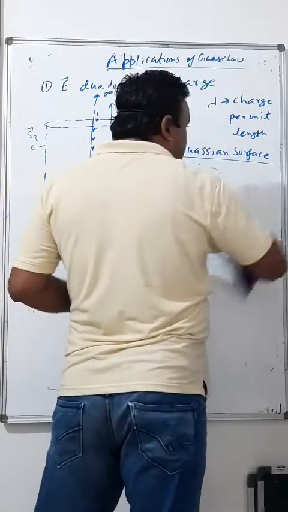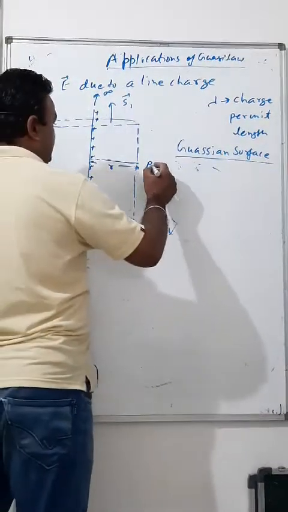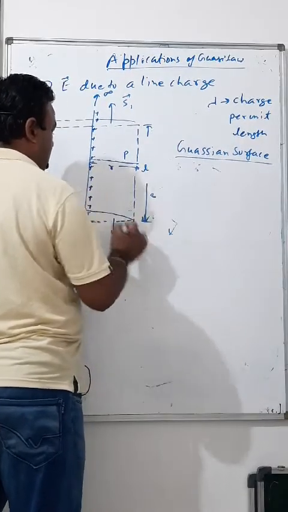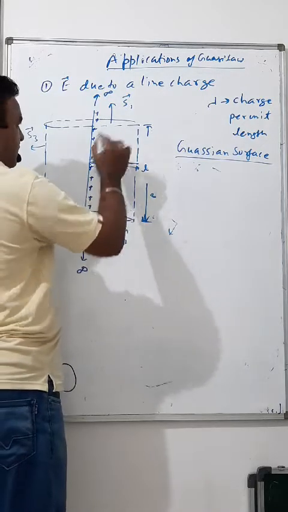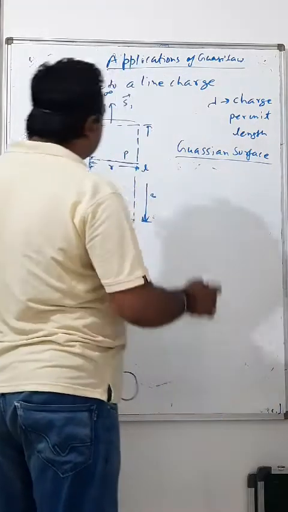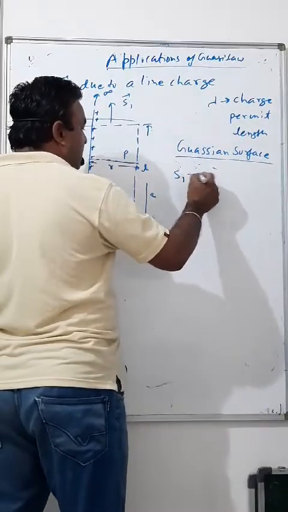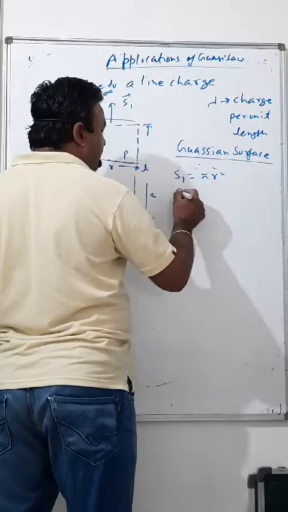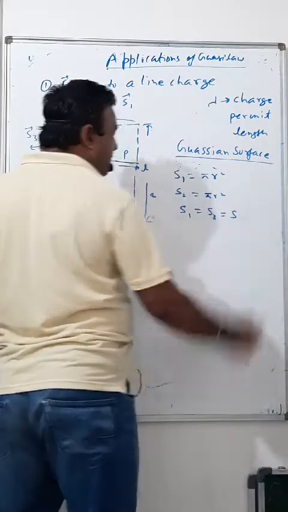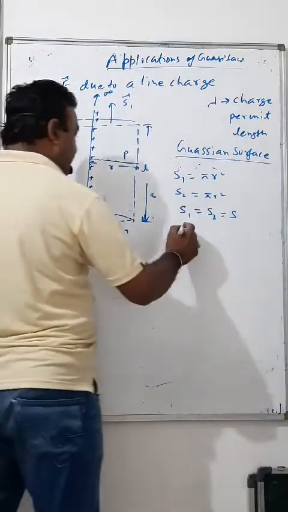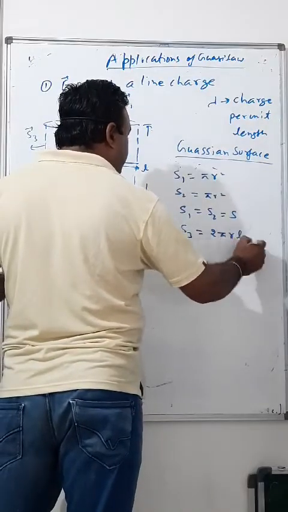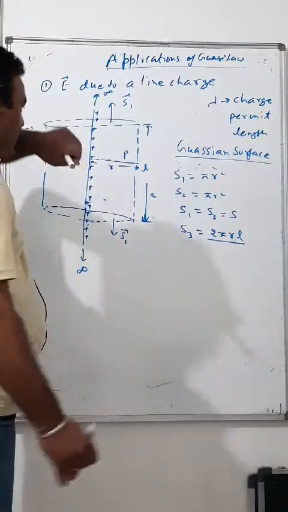Now, we consider the length of the cylinder. Suppose it is L. This is P. This length is L, and this radius, this distance, is R. Now, let's calculate the values of the areas. S1 is pi R square, S2 is pi R square. Let's say S1, S2 is equal to S. S3 is this curved surface area, 2 pi r L. These calculations will help us a lot.